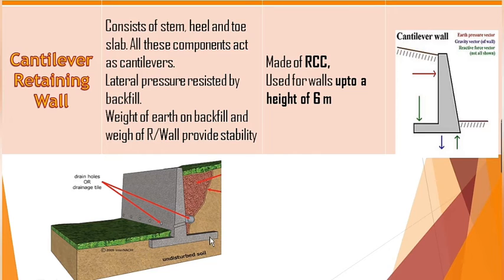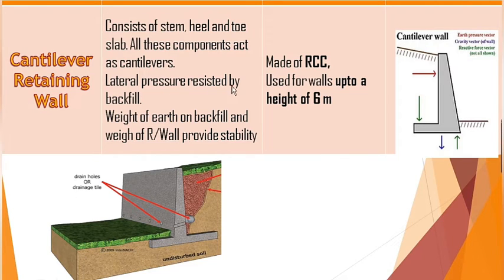Visualize this heel slab. This heel slab is fixed at this particular end and free at this end. So this is also a cantilever. And the toe slab is fixed here and free here. So this is also a cantilever. Hence all the individual elements behave as cantilevers. Hence this is a cantilever retaining wall.